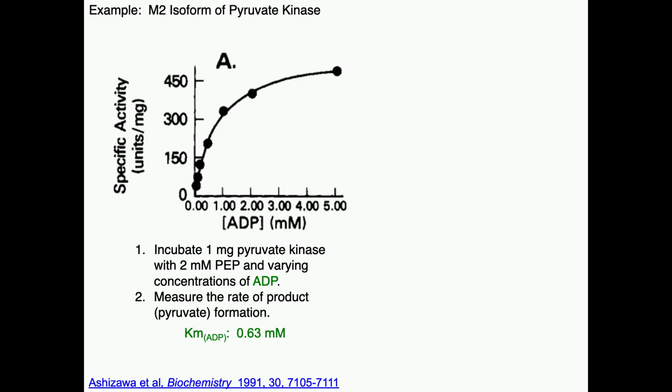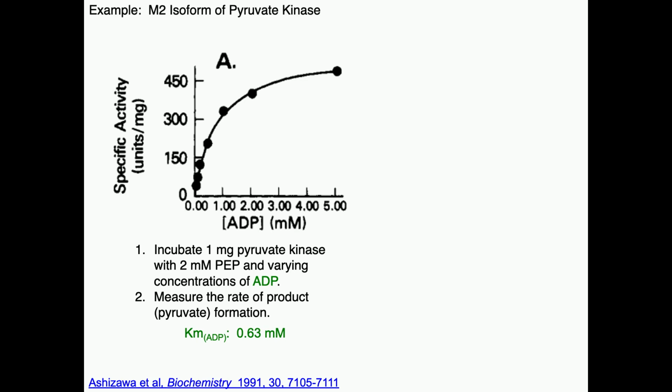Okay, so in this experiment, we're looking at pyruvate kinase, and I think this is the M2 isoform of it. We incubate the pyruvate kinase enzyme with a constant amount of phosphoenolpyruvate and different concentrations of ADP, and we're measuring the rate of pyruvate and ATP formation. Okay, and we get this nice hyperbolic curve that should be very familiar to us, or should be after you get a chance to study this material for a little bit.